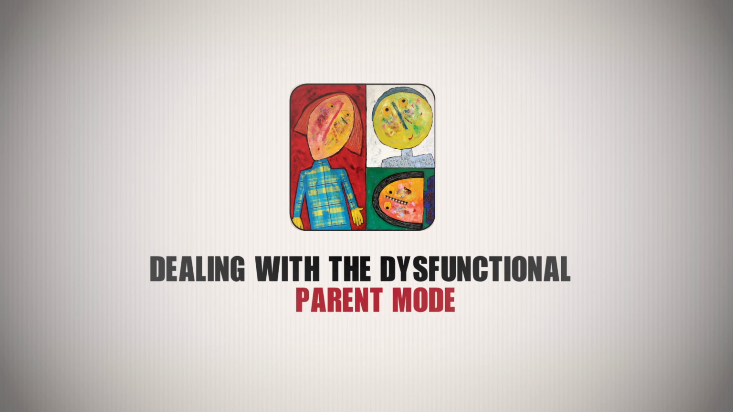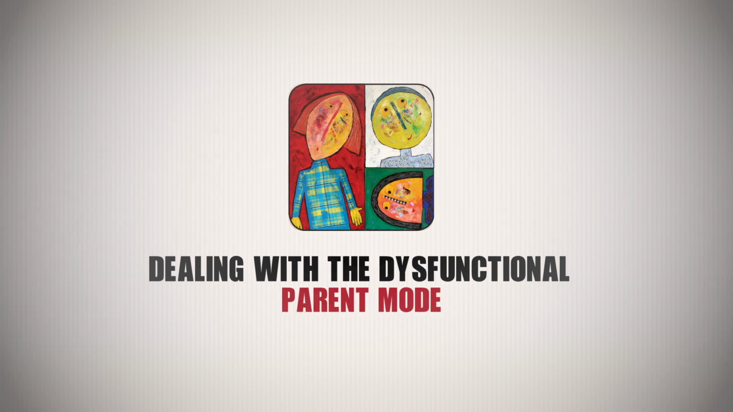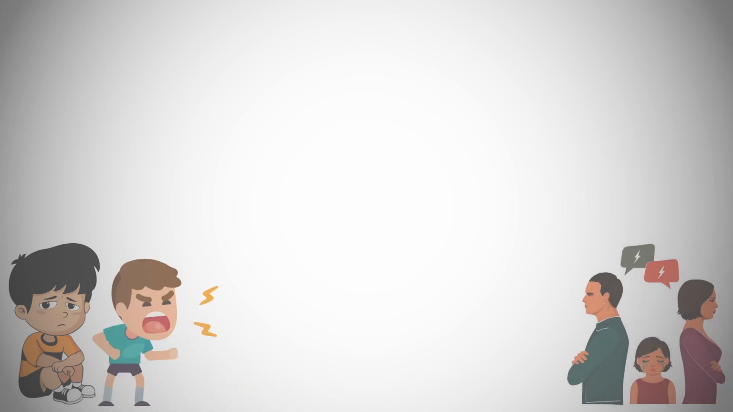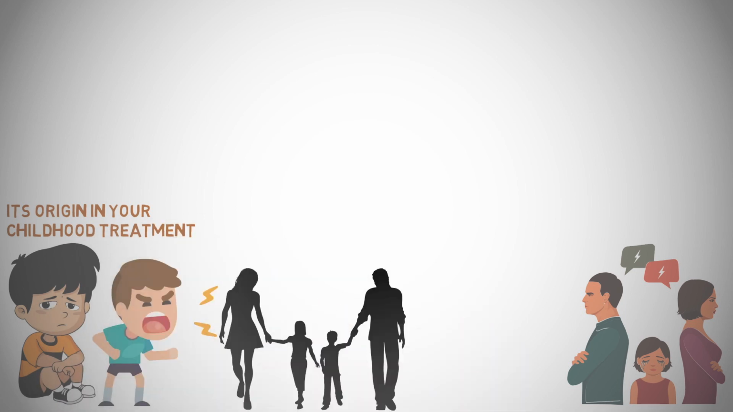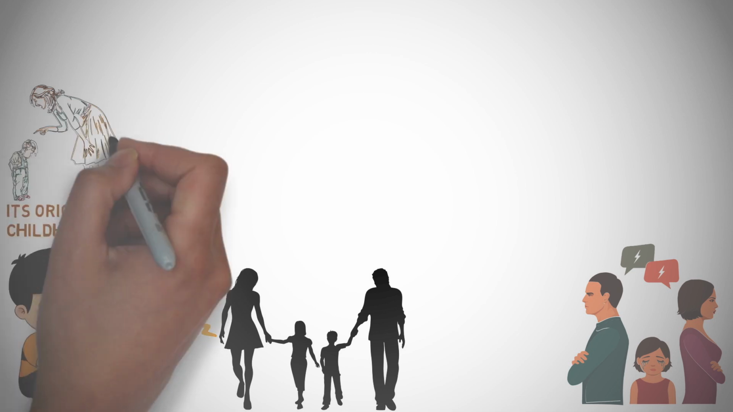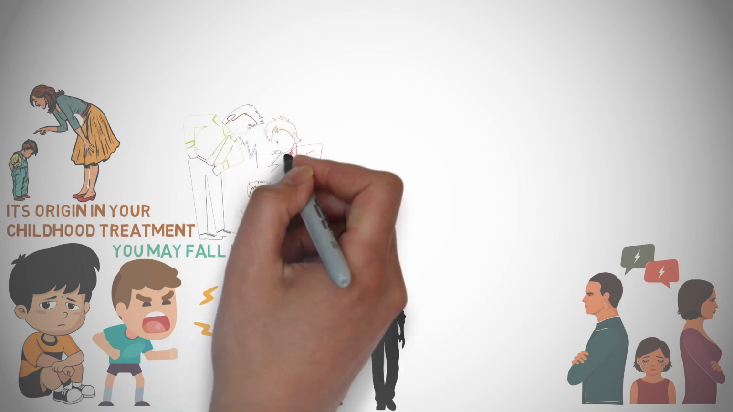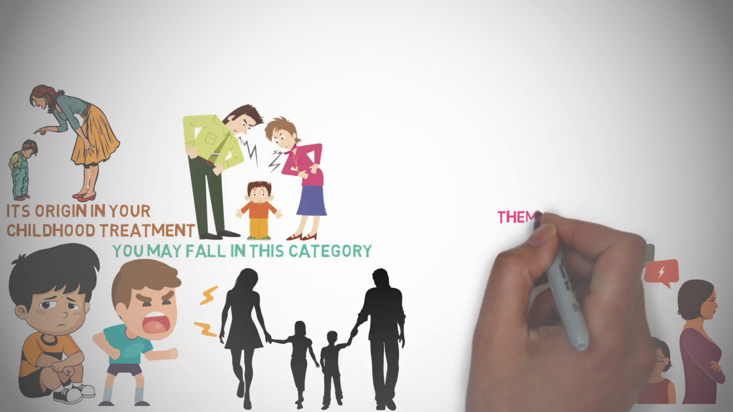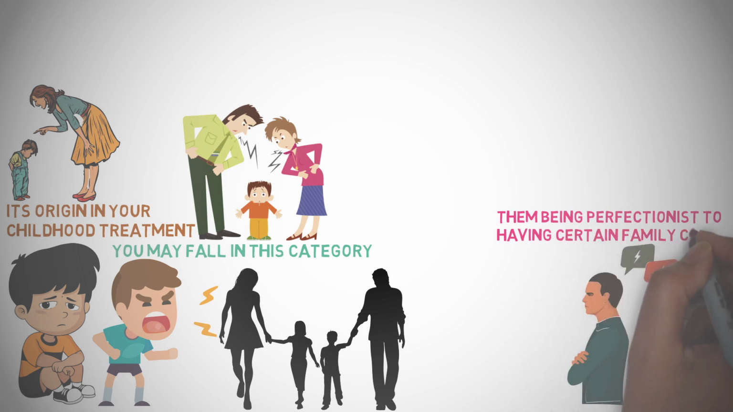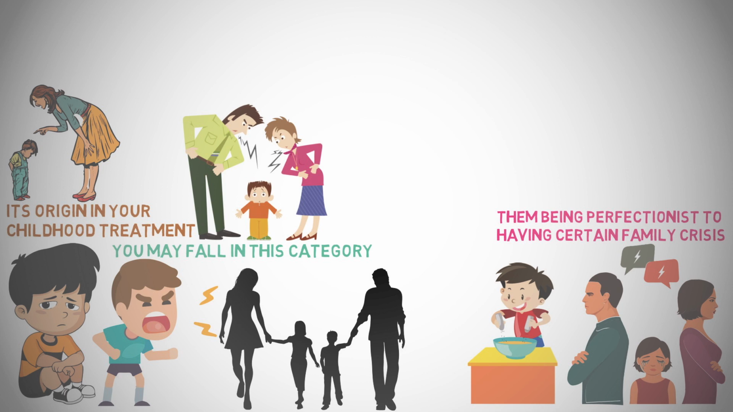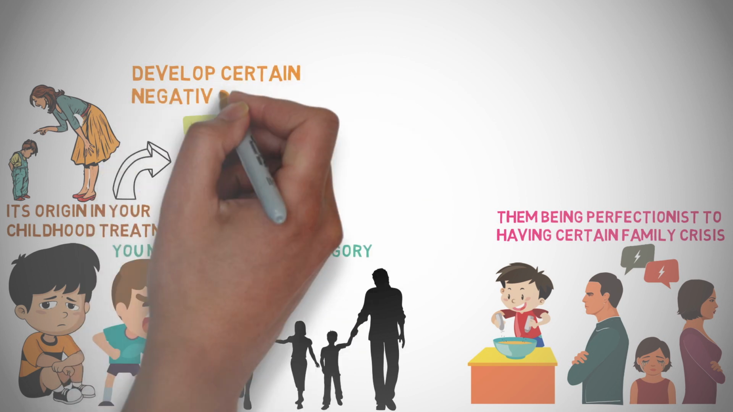Dealing with the dysfunctional parent mode. Like the vulnerable and angry child modes, the dysfunctional parent mode also has its origin in your childhood treatment. If you have been brought up by parents who devalued you or made you feel rejected most of the time, you may fall in this category. The reasons for parents' inappropriate behavior may vary from their being perfectionist to having a certain family crisis. Children at that age are too immature to understand the causes of and the intentions behind such behavior, thus it leads them to develop certain negative patterns.